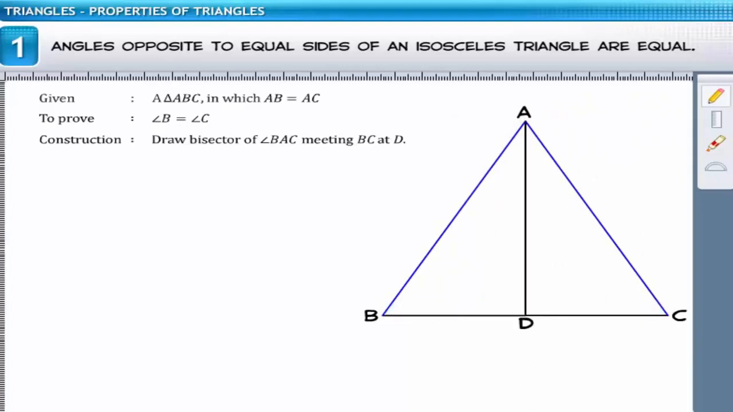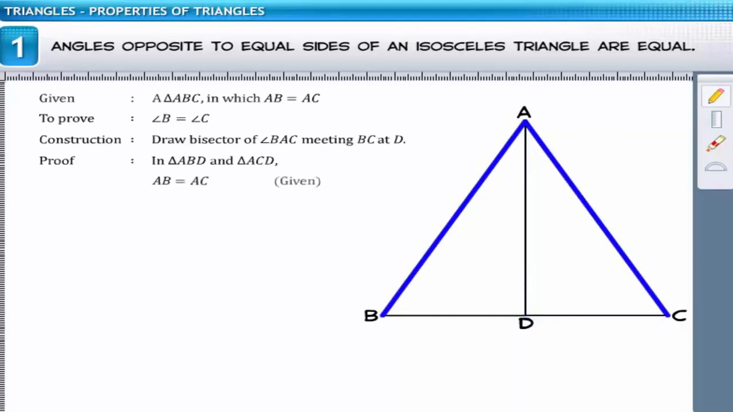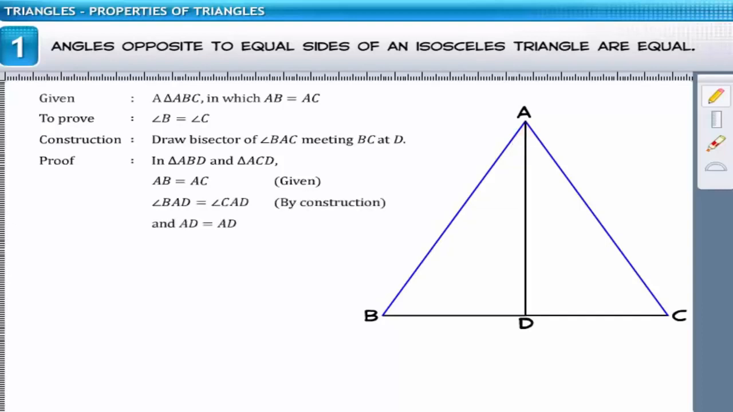First, we will show that triangle ABD is congruent to triangle ACD. In triangle ABD and triangle ACD, side AB is equal to side AC. This is because triangle ABC is isosceles. Angle BAD is equal to angle CAD, since AD is a bisector of angle A. Side AD is common to both the triangles.